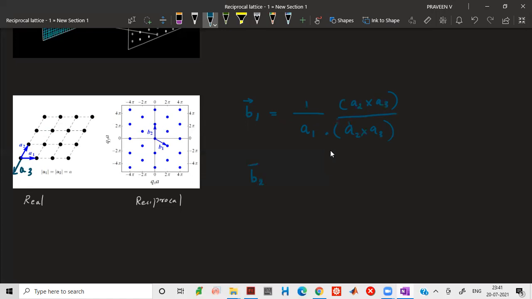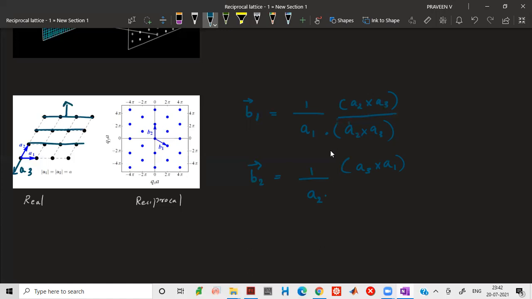If we consider the B2 vector, the magnitude will be inversely proportional to the interplanar separation. Here the interplanar separation is defined by the A2 vector, so it should be proportional to 1 over A2, and it should be perpendicular to both A1 and A3. So A3 cross A1. B2 should be perpendicular to both A3 and A1. I'll repeat again. Here we are considering the interplanar separation of A2. So the planes run like this. The dots appear perpendicular to the planes.